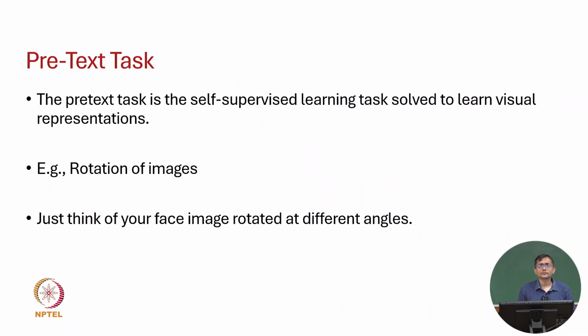So often the self-supervised learning methods depend on something called a pretext task. The pretext task can be thought of as a self-supervised learning task that is solved to learn visual representations. As an example, we can think about rotation of images. Just think about your face image, okay? You can now rotate the face image at, let's say, a 90-degree angle, 180-degree angle, 270-degree angle, and they will look different, right? At least when we're talking about face images.